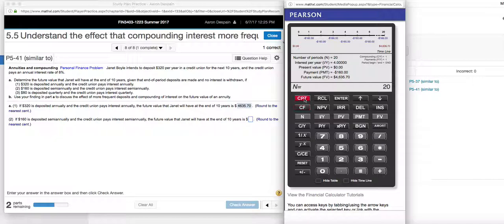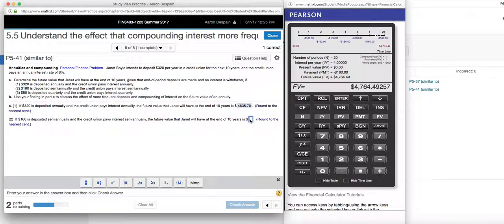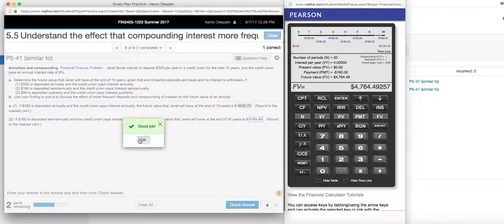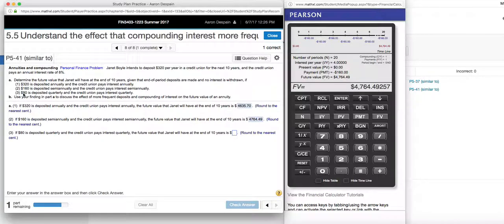And then we will compute for future value. And we can see already that, as we should have expected, the future value is going to be more because there are more compounding periods. So there's interest being earned on top of interest at a faster rate because there are more compounding periods. So $4,764.49 with semi-annual compounding.